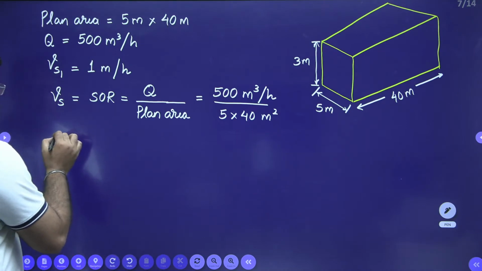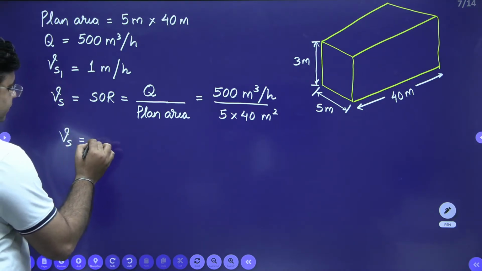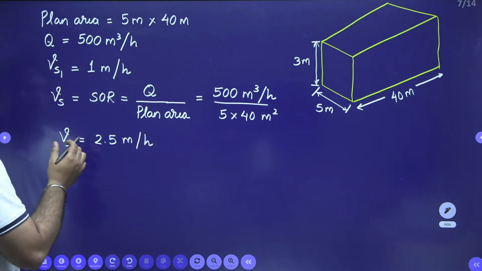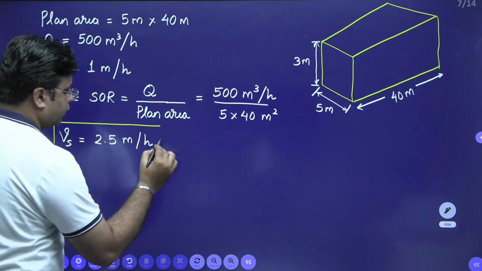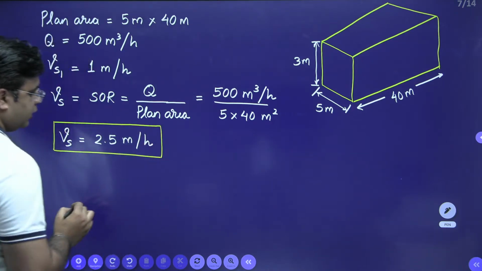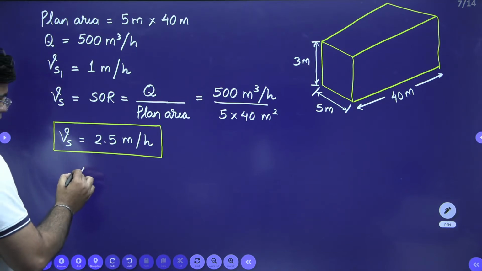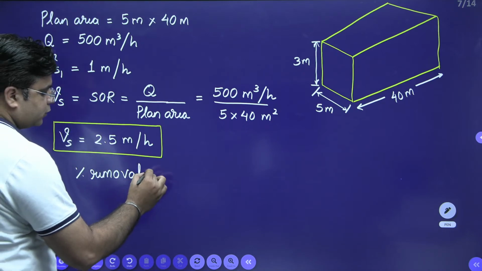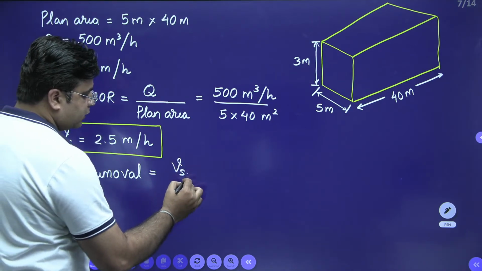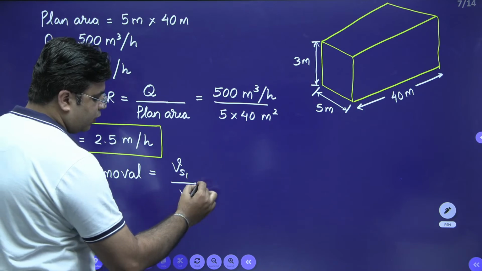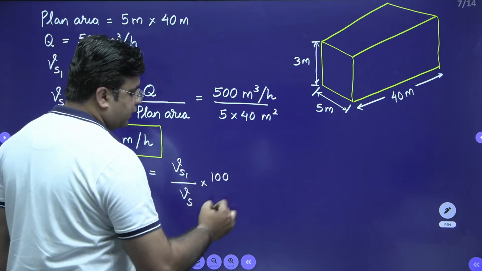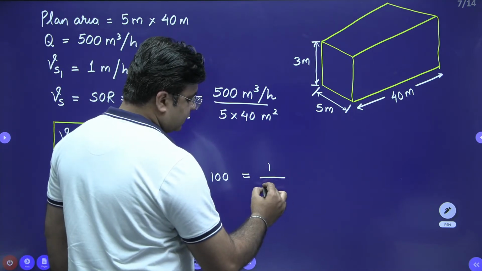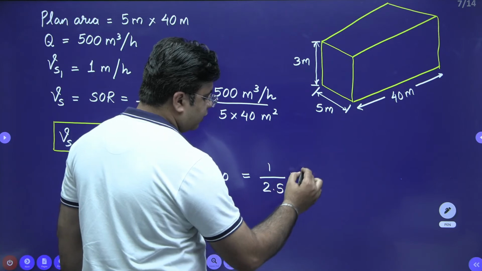So this Vs comes out to be 2.5 meter per hour. This is the settling velocity of the concerned size of the particle for which we have designed the tank. Now calculate the percentage removal. Percentage removal of smaller size of particle is Vs1 divided by Vs into 100. Vs1 is how much? It is 1. Vs is 2.5, into 100.